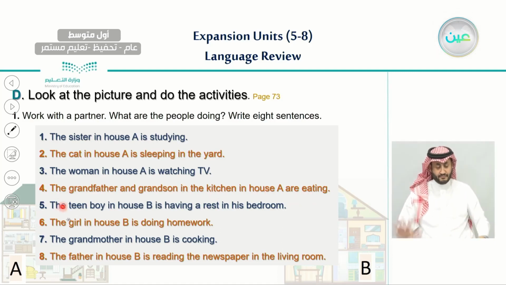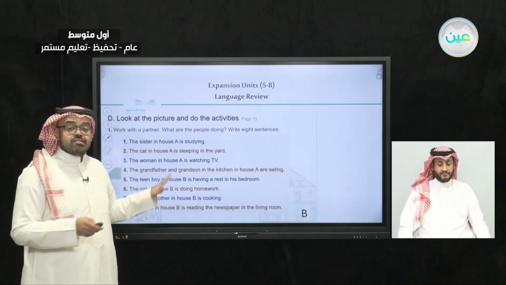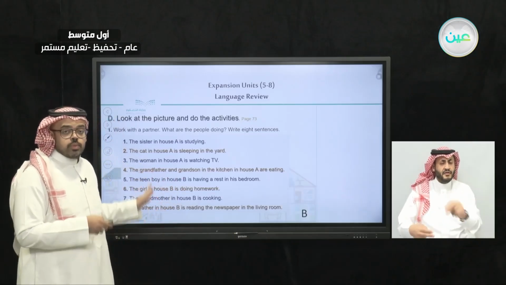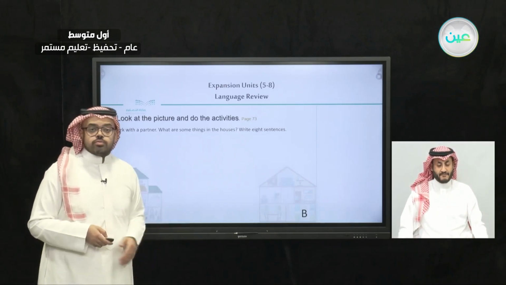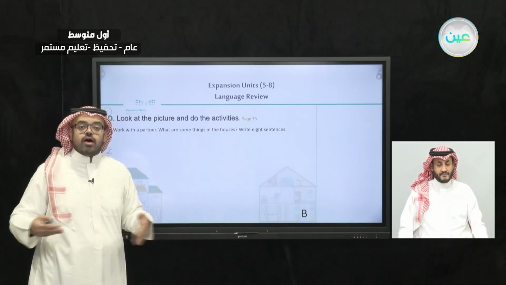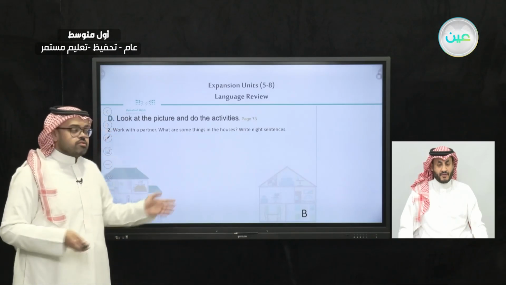And number 5, the teen boy in house B is having a rest in his bedroom. Number 6, the girl in house B is doing homework. And number 7, the grandmother in house B is cooking. And number 8, the father in house B is reading the newspaper in the living room. So here are 8 simple sentences about what people are doing in house A and in house B. And you can write more sentences like these.